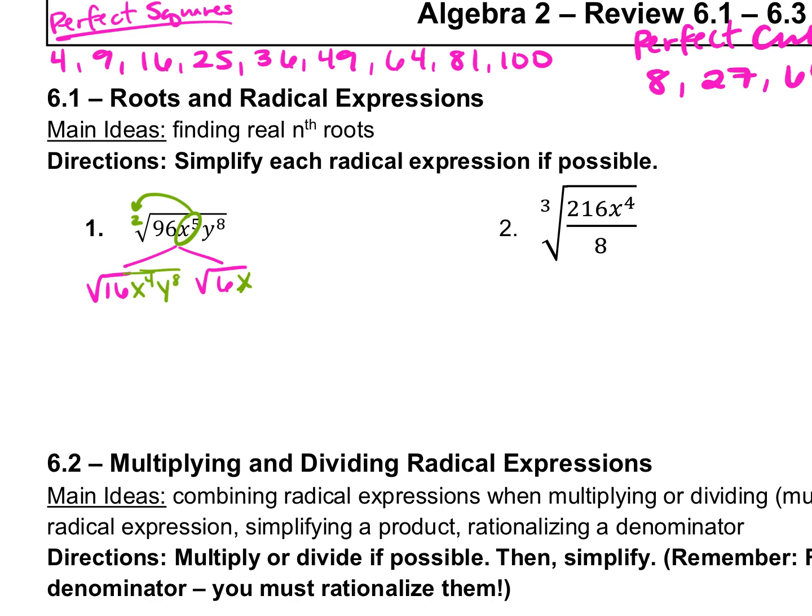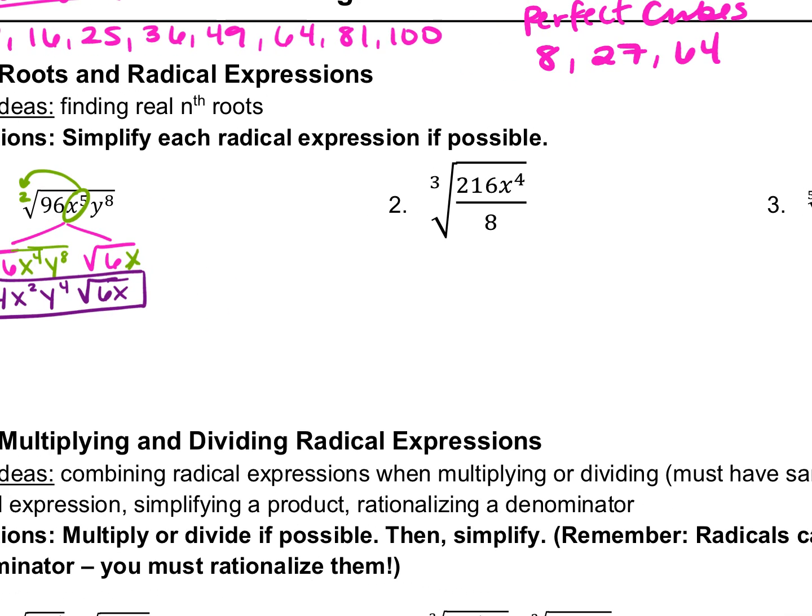And now you actually take that square root. So the square root of 16 is 4. The square root of x to the 4th, you're dividing by 2 here. So x squared. And then y to the 4th. And then you still have the square root of 6x. So this would be your simplified form for that one.